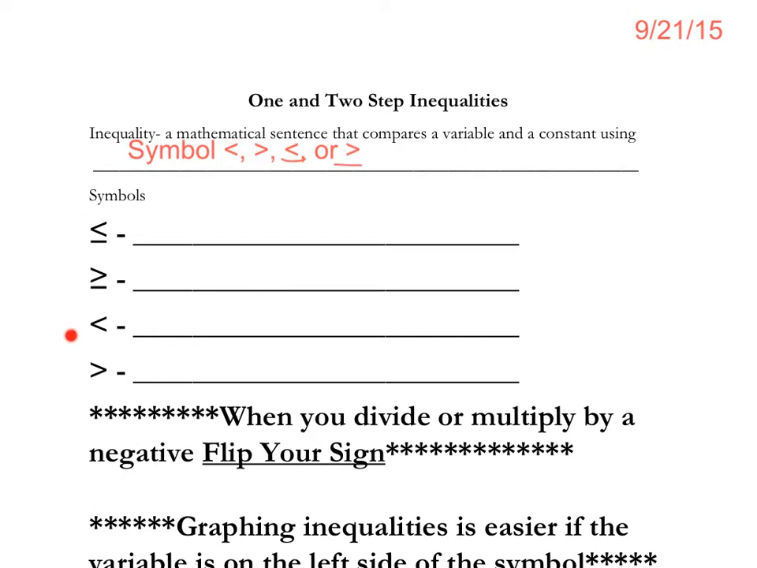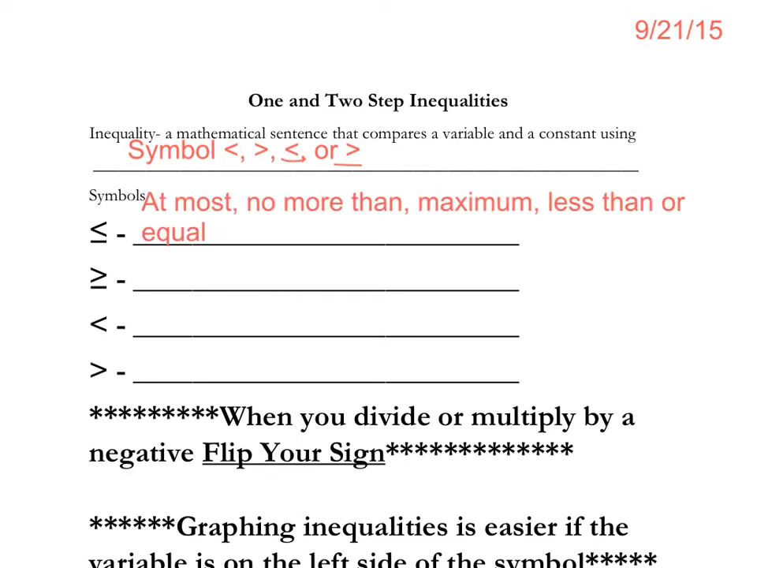Now down here is where we're going to put the vocabulary words, like if we're reading a word problem, what each term means, okay? So we've got the less than or equal to symbol, all right? Now obviously we know that means it's less than or equal to, but it can also mean at most, no more than, or maximum. So let's go on and write those in. Okay, so at most, no more than, maximum, less than or equal to.